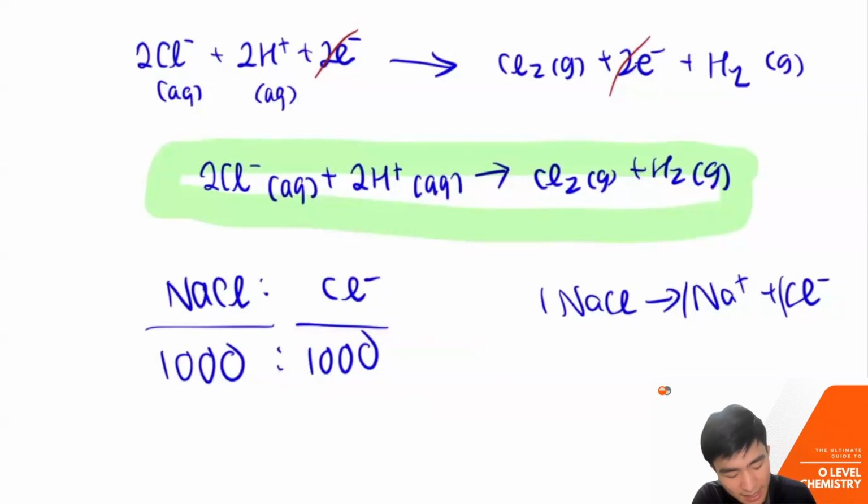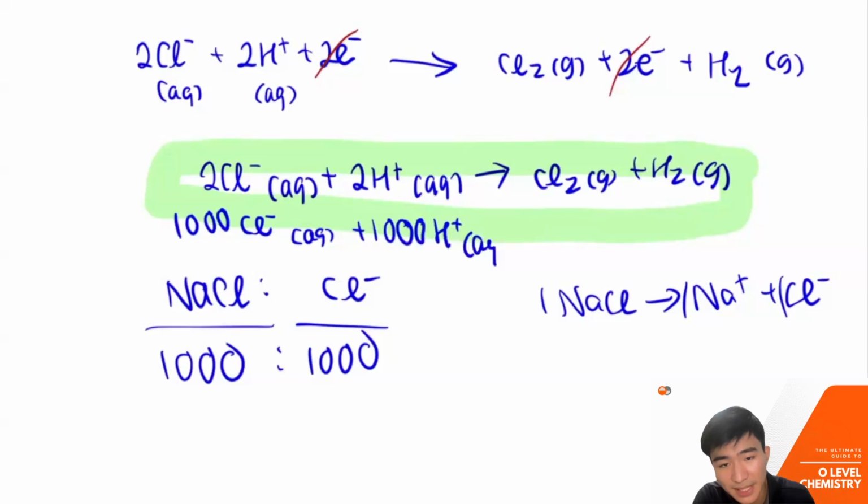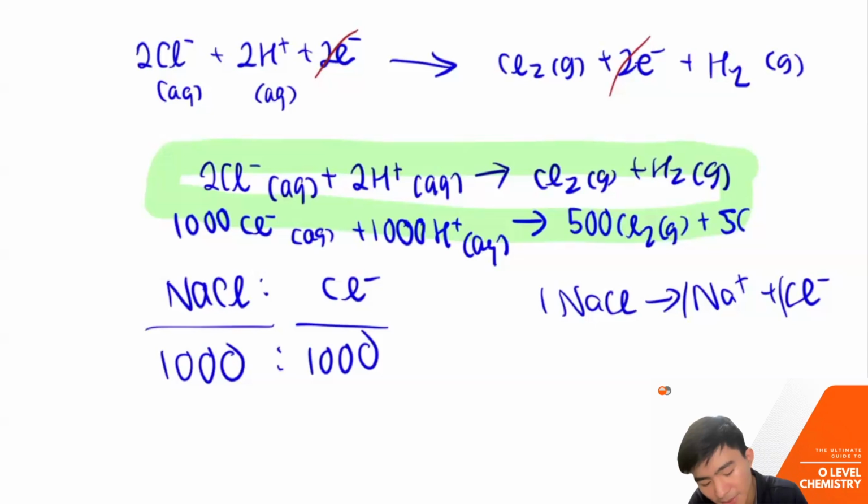So hence, this will become 1000 Cl minus plus 1000 H plus. Can you see that? Because the ratio need to be the same, right? Because 2 is to 2 become 1000 to 1000. So the amount of Cl2 that they produce is 500. Sorry, Cl2 that they produce. And it will also produce 500 H2.